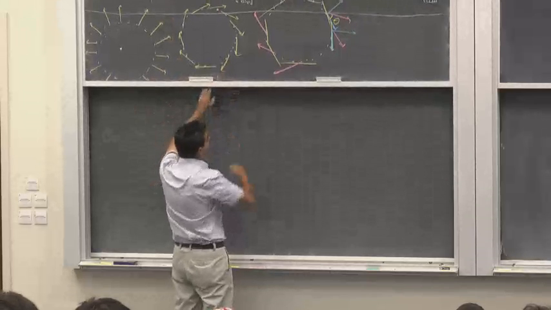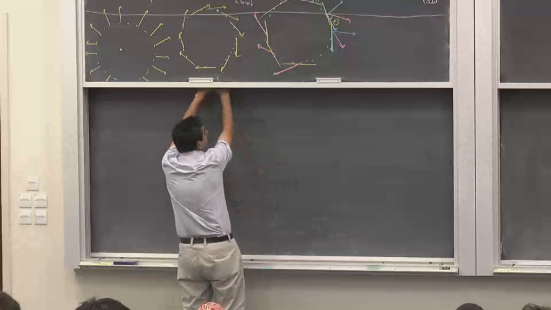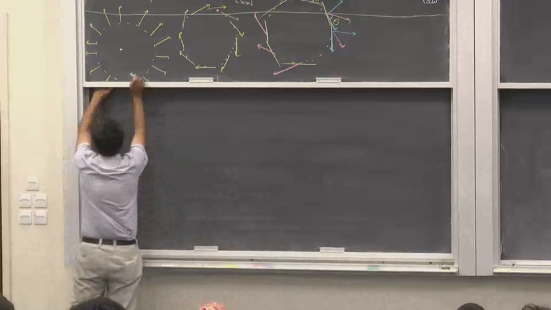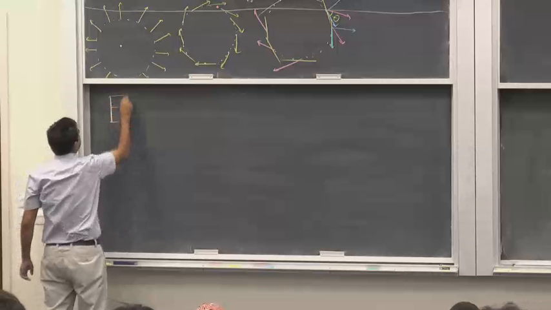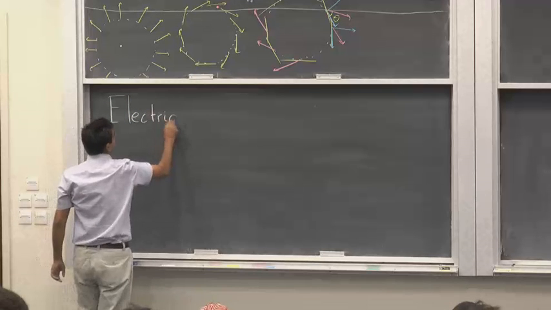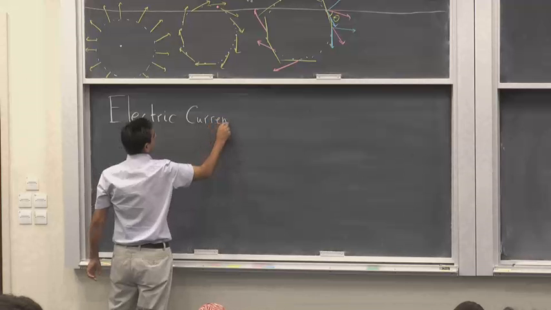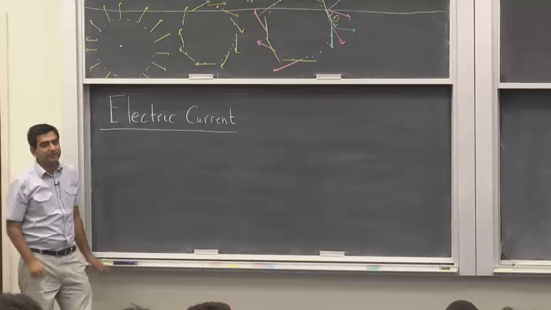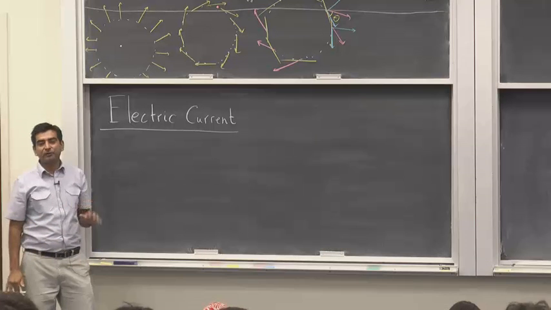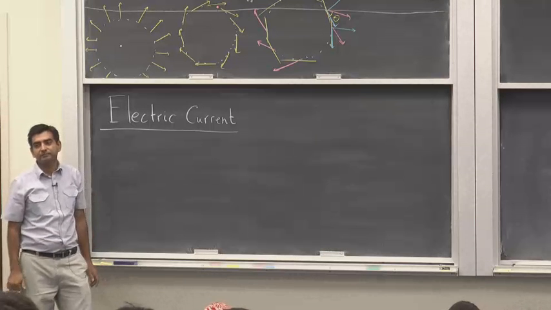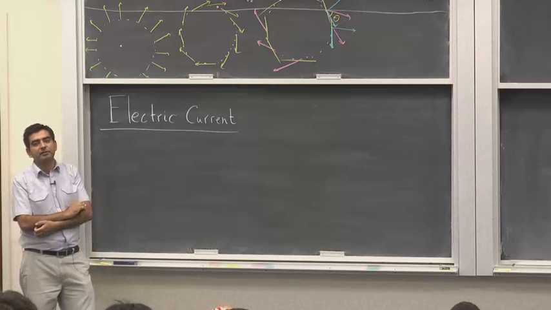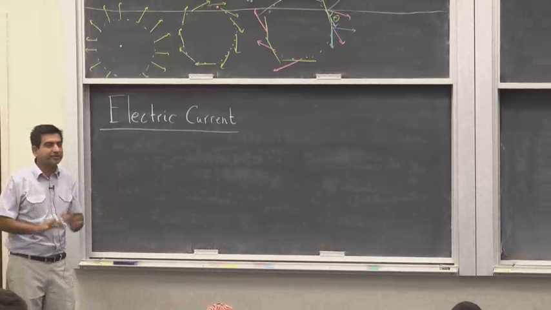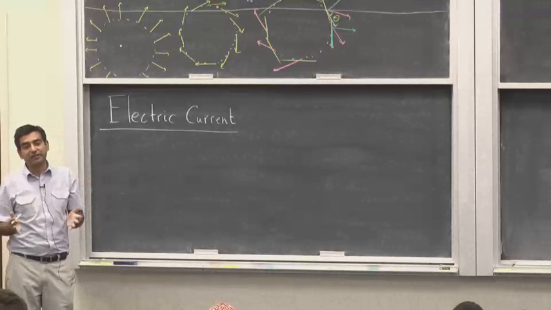Now I would like to shift gears and I would like to start a discussion on electric current. Any questions? This is a new topic altogether, but it's going to build upon the foundations that we've set up. Any questions? So electric current we know is associated with the movement of charges, with charges having some velocity. Different kinds of electric currents exist.